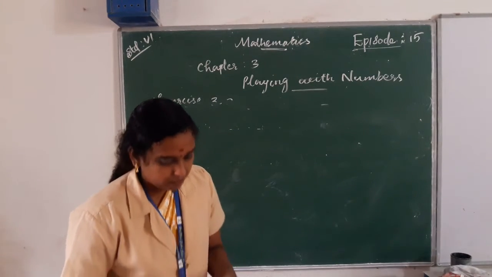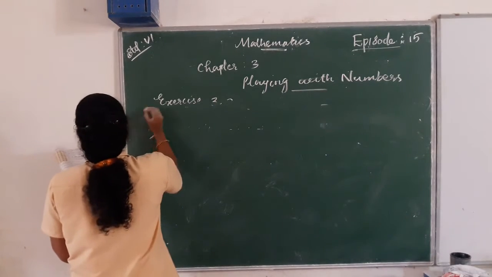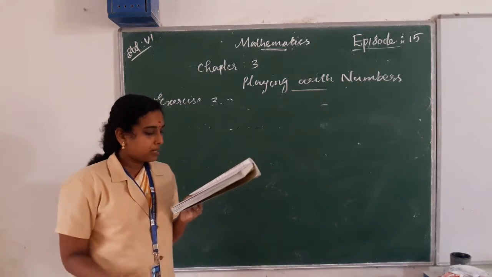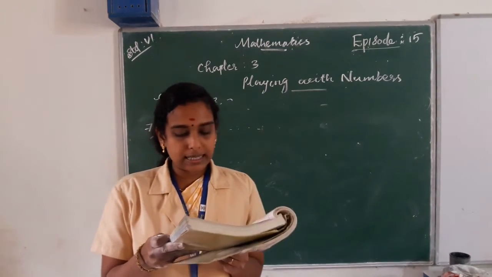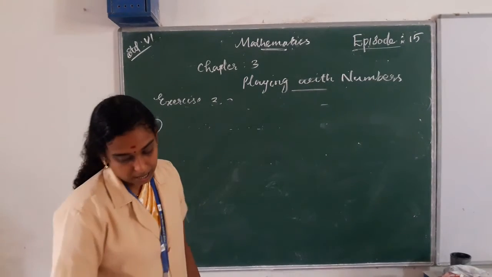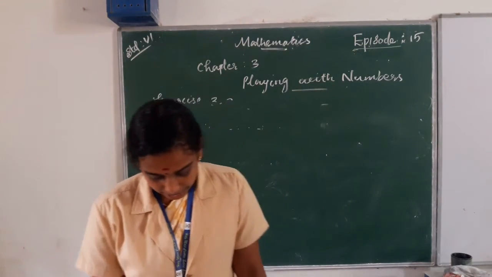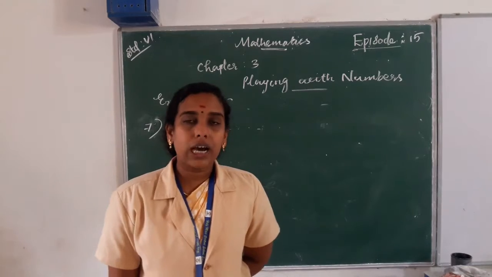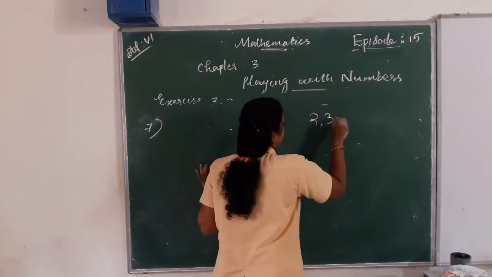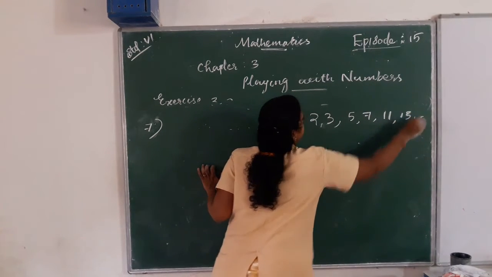Then the next question. Question number 7. Give 3 pairs of prime numbers whose difference is 2. Prime numbers means 2, 3, 5, 7, 11, 13. These are the prime numbers: 2, 3, 5, 7, 11, 13, etc.